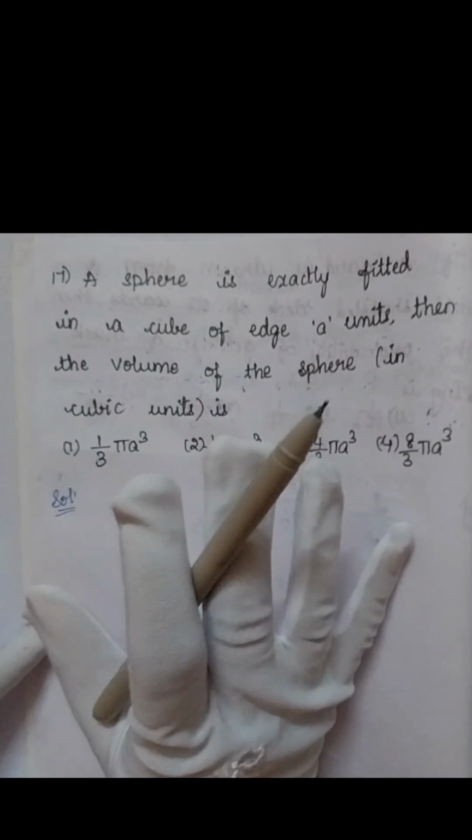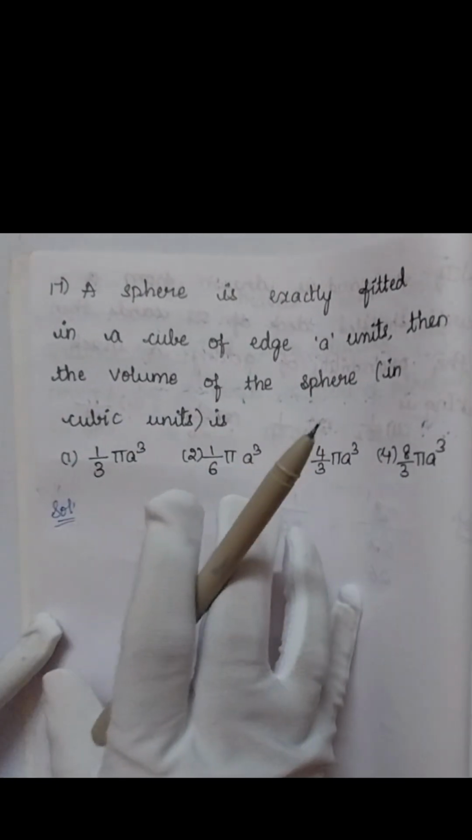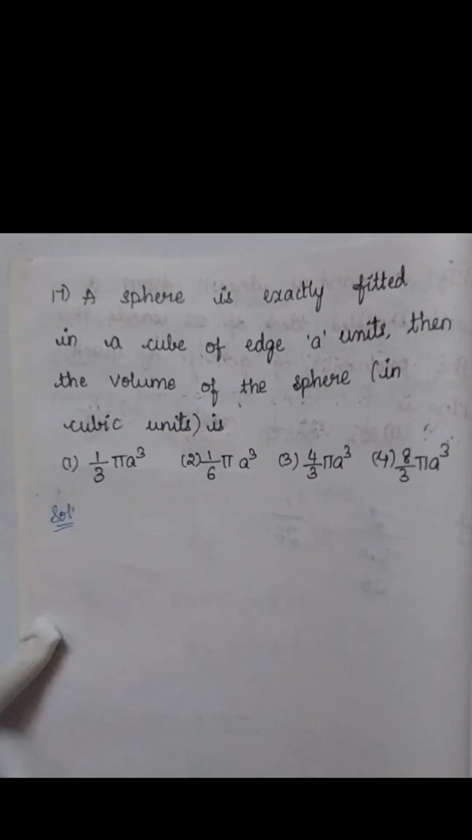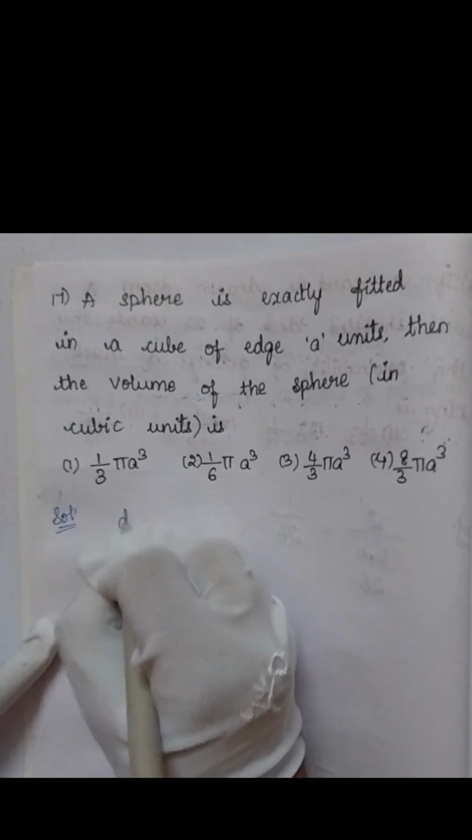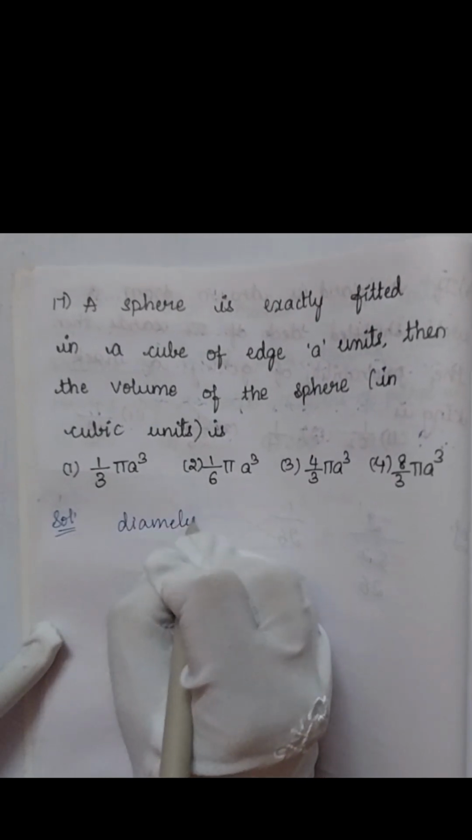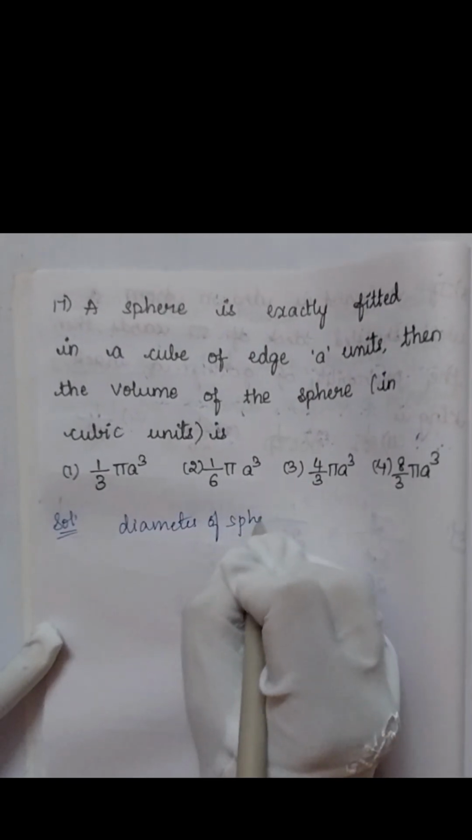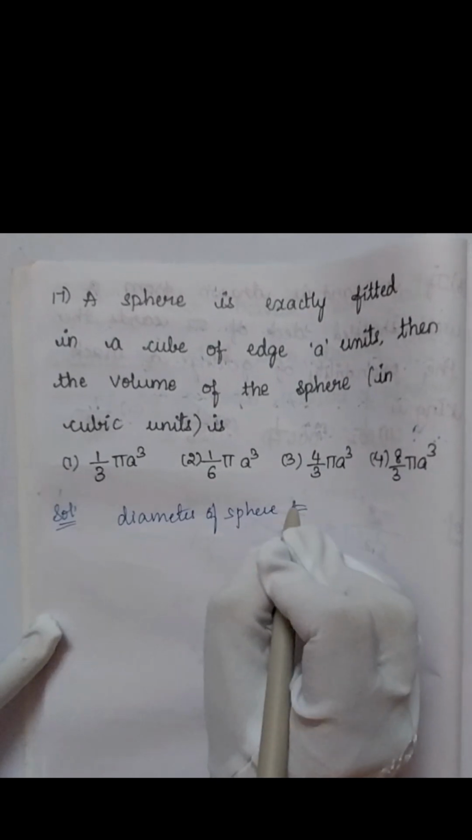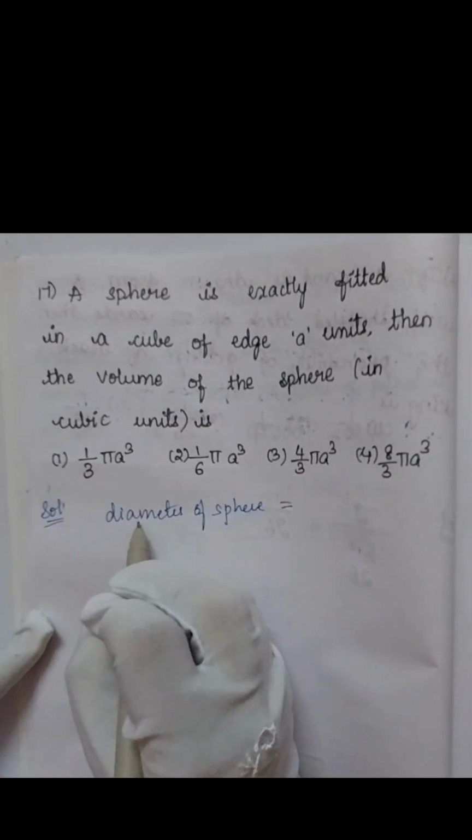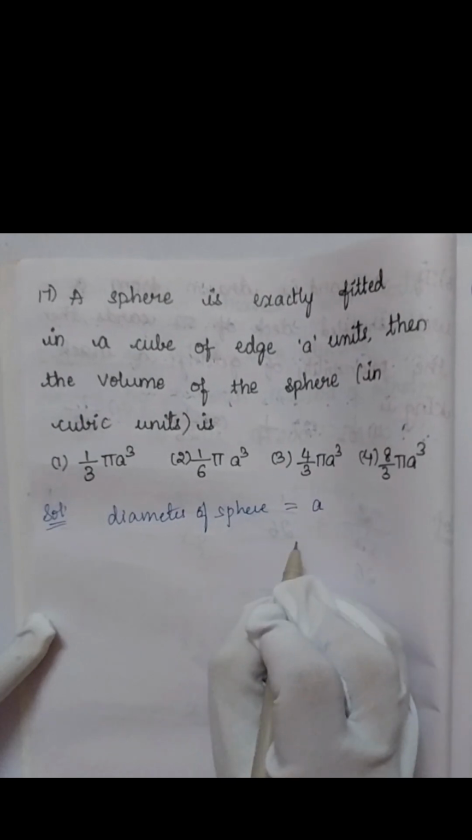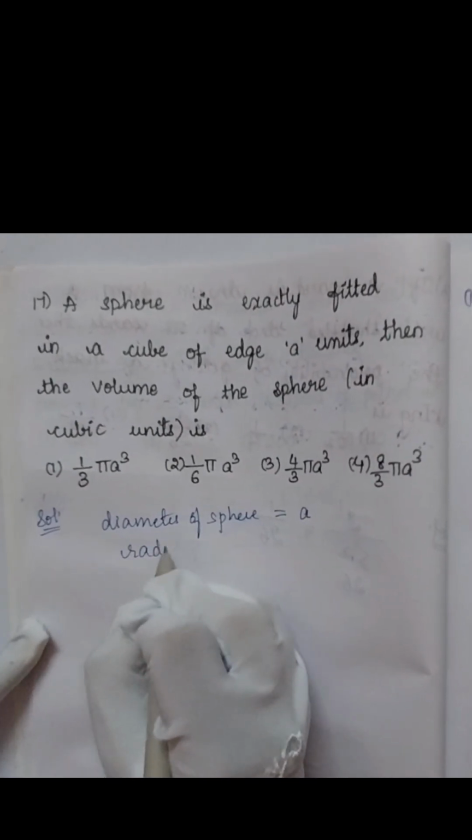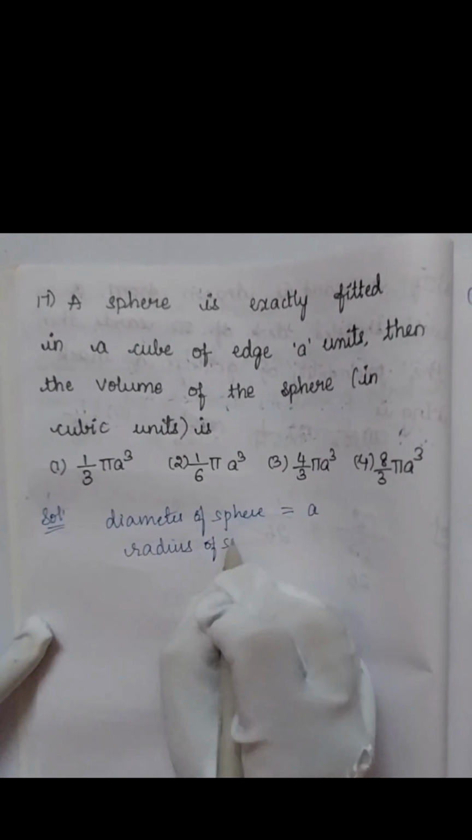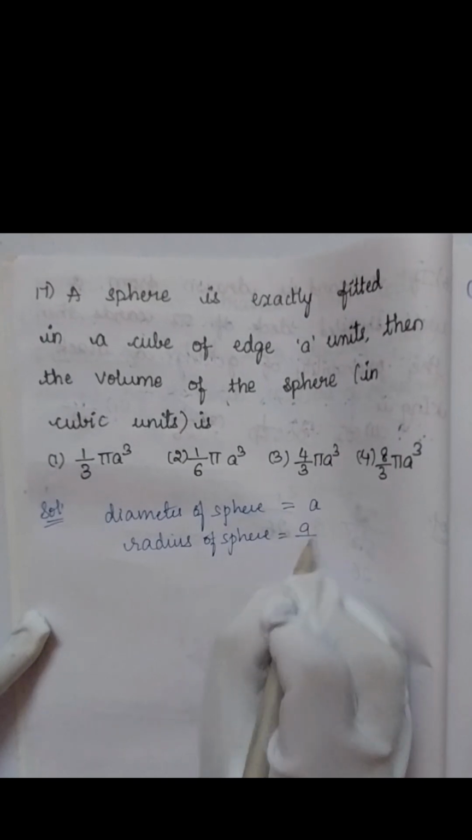Okay. Since the sphere is exactly fitted inside the cubical box or in the cube, the diameter of the sphere is how much? Is equal to the distance between the opposite faces of the cube. Okay. What is the side? A units. So the diameter of the sphere is how much? A units. Okay. So what is the radius then? Radius of the sphere is how much? A by 2.